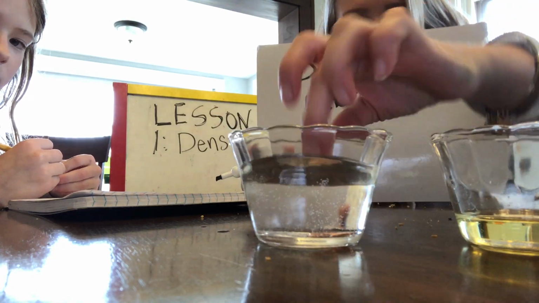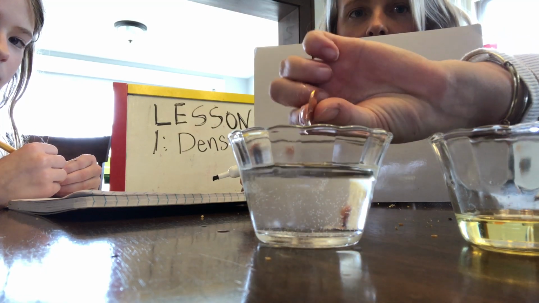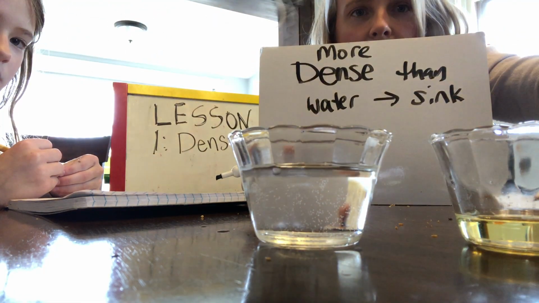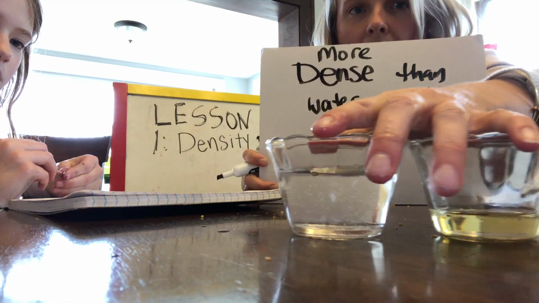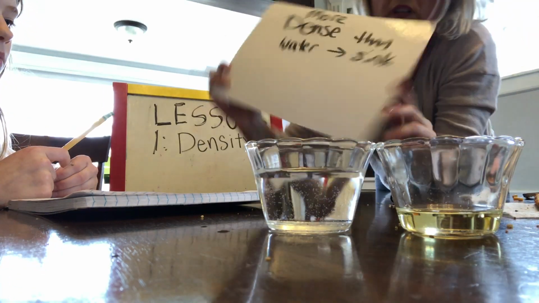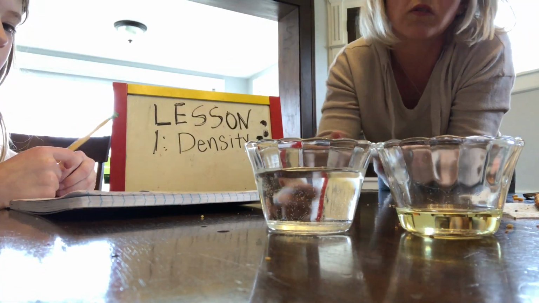Okay, so let's see how the penny sunk. Metal is more dense than water. So what about oil? Which one do you think is more dense? Do you think water is more dense or oil is more dense?